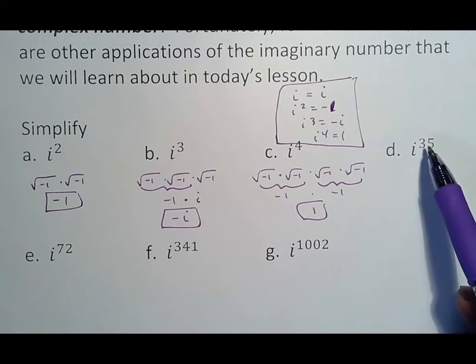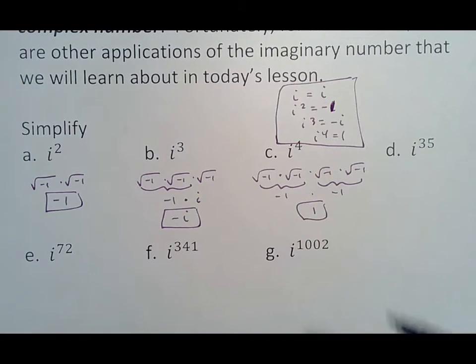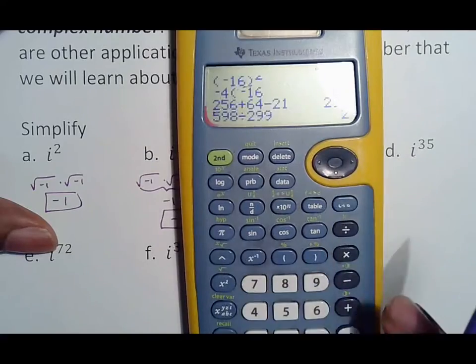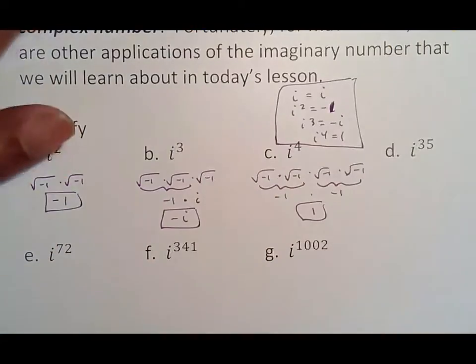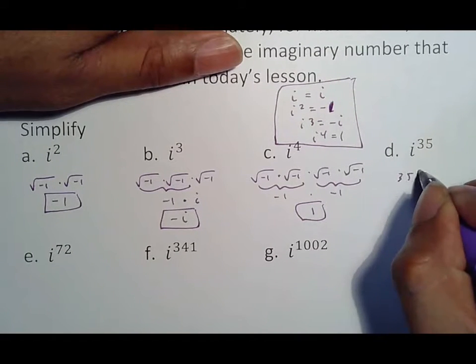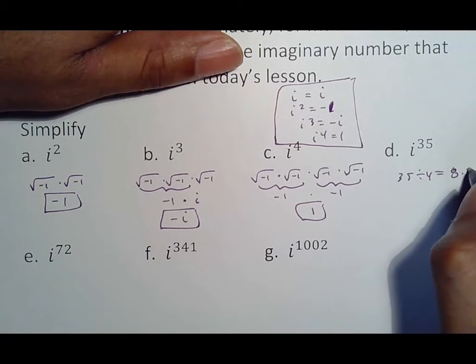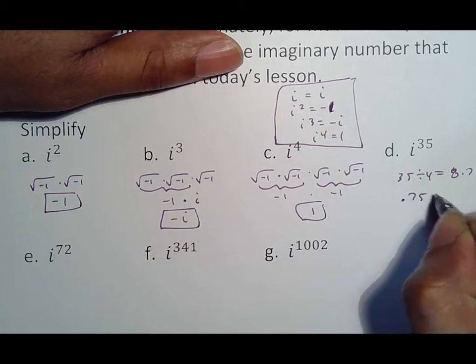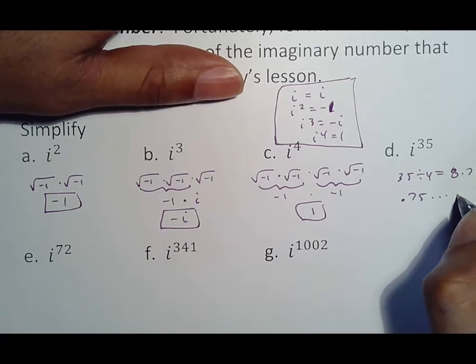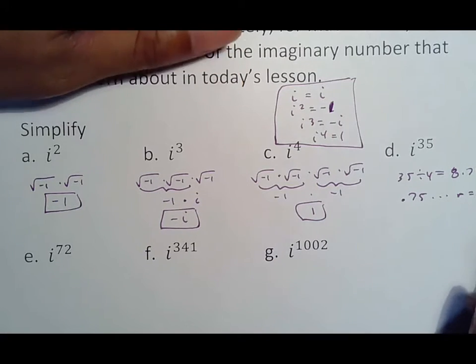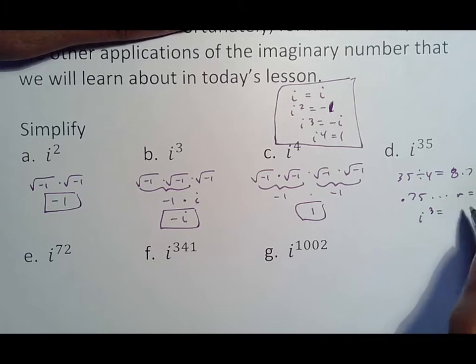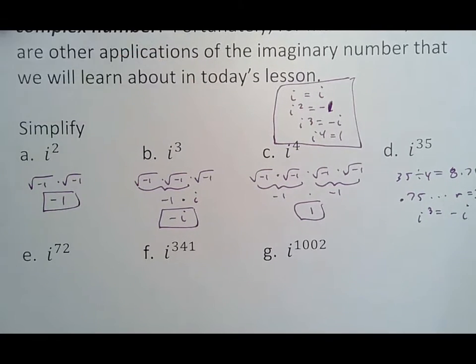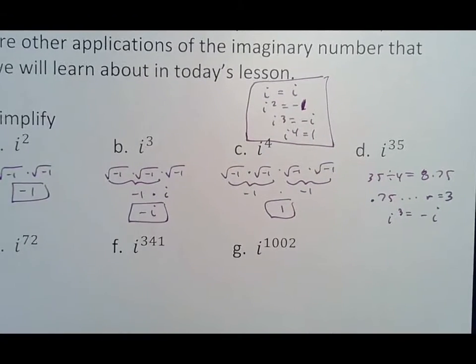So how do you deal with it if I have i to the 35th? Well, since this goes in iterations of 4, you just divide 35 by 4 and analyze the remainder. 8.75. The 0.75 means the remainder is 3. If the remainder is 3, that means it's the same thing as i to the third, which means it would be negative i. That is how you answer that.